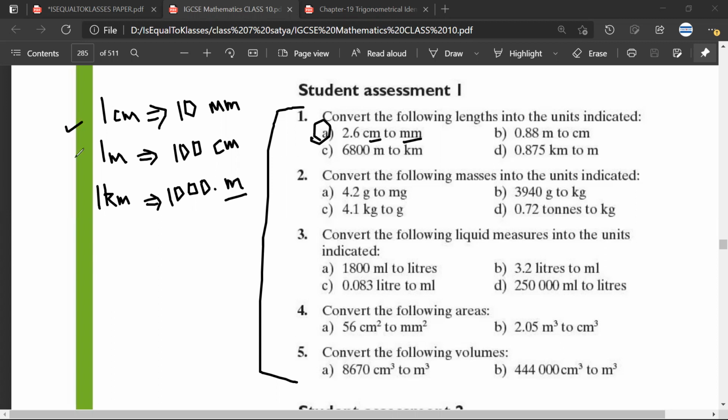Okay. So this is what I know. Then how do I convert centimeter into millimeter? Mr. Satya, so we have to divide it by 10. We have to divide or we have to multiply? What? Your voice is cracking. Do we have to divide or multiply? Sorry, so multiply.